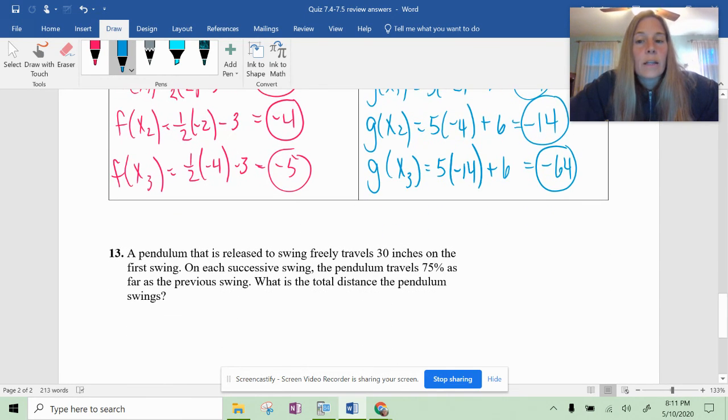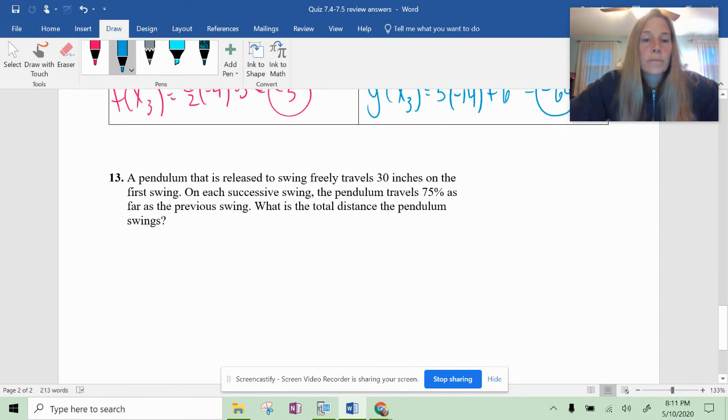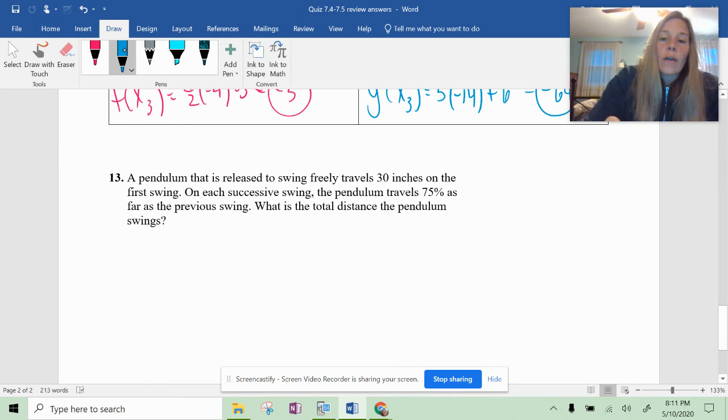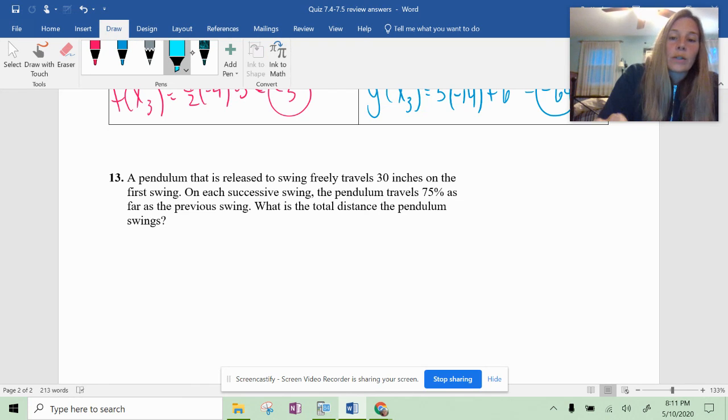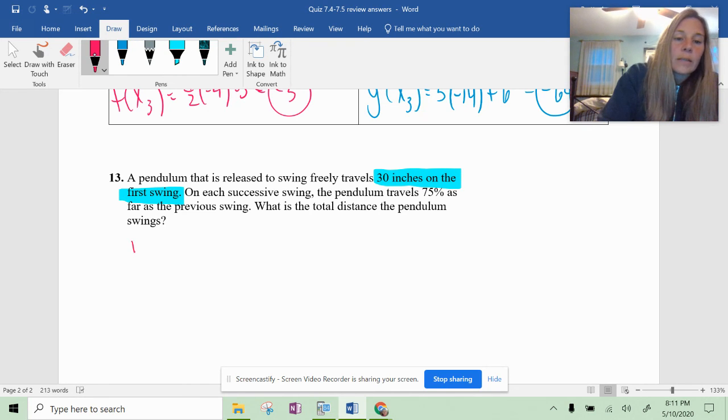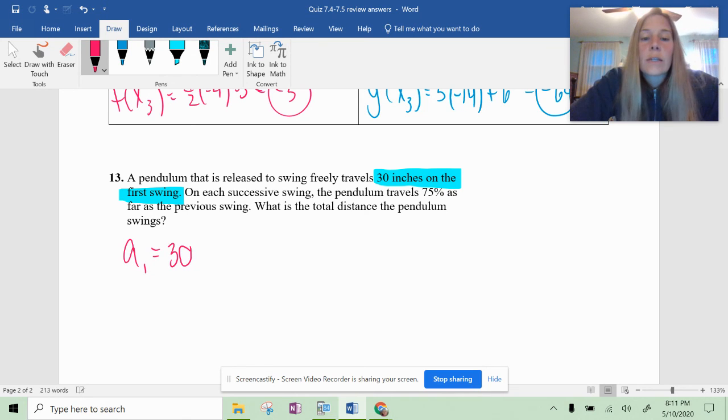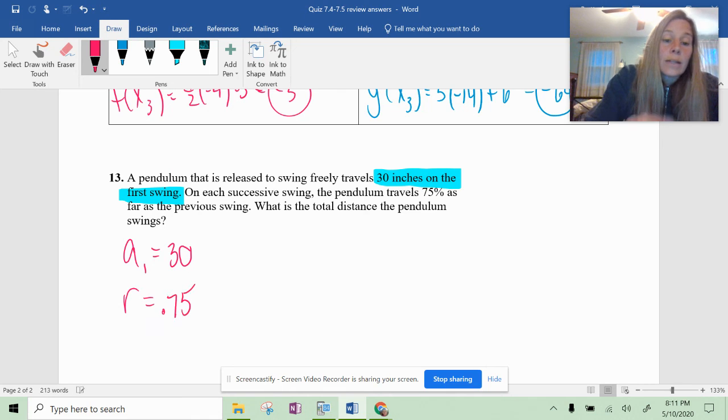All right, and then finally we have this word problem here. A pendulum is released to swing freely. It travels 30 inches on the first swing. So when something's telling you what's happening on the first swing, that's basically a fancy way to tell you what the a sub 1 is. On each successive swing, the pendulum travels 75% as far as the previous swing. So your r then is 0.75, or that's 75%.